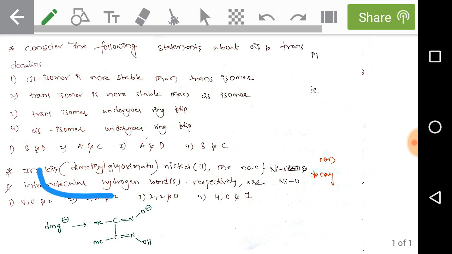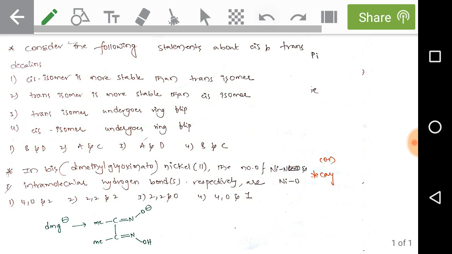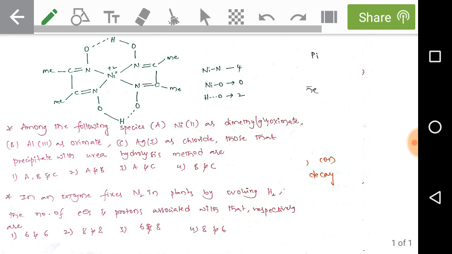Next one, in bis(dimethylglyoximate)nickel(II), the number of nickel-nitrogen bonds, nickel-oxygen bonds and intramolecular hydrogen bonds respectively are, okay. First thing, we need to know the structures of the ligands. Here we have dimethylglyoximate, so this is the dimethylglyoximate structure, just observe it. Now check the complex of nickel 2+ here. In that you can see nickel-nitrogen bonds are 4 and nickel-oxygen bonds are 0, and hydrogen bonds between hydrogen and oxygen are 2, okay. So here is one and here is the other.